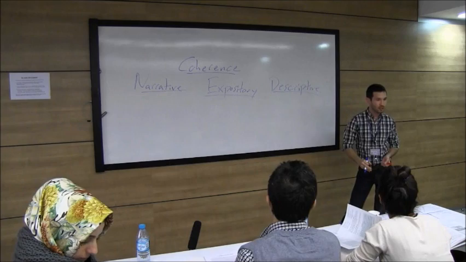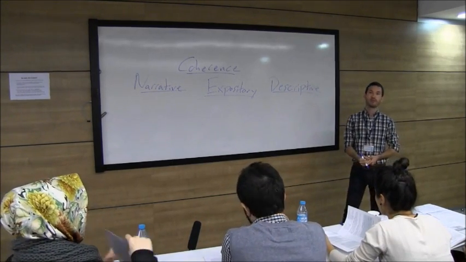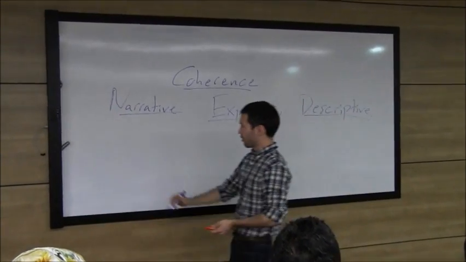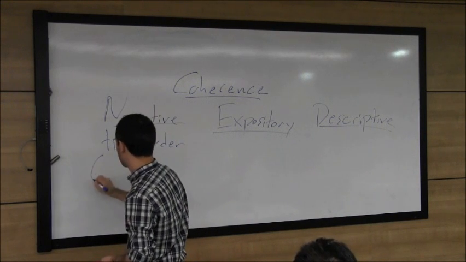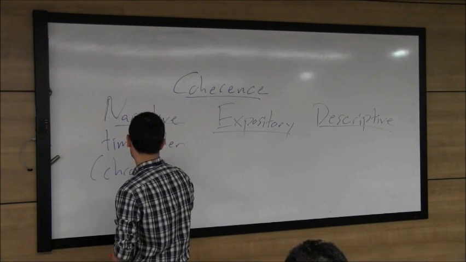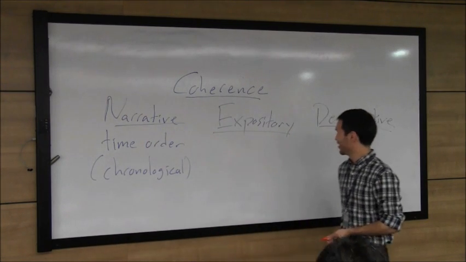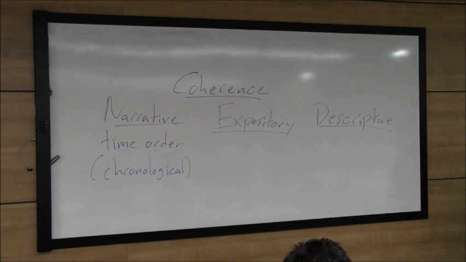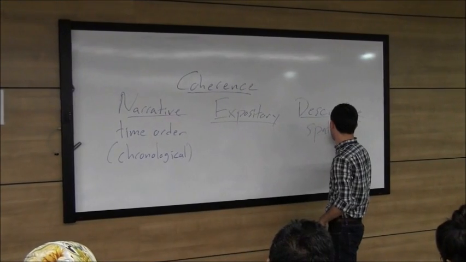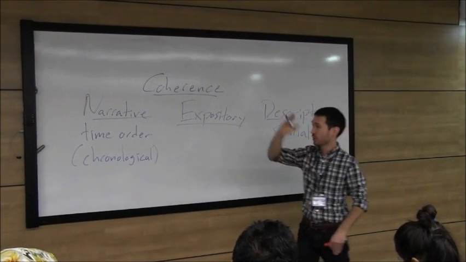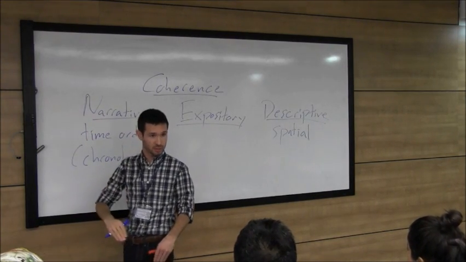My friends, what coherence do we look for in a narrative paragraph? Time order. Chronological. Very good. What about in a descriptive paragraph? Let's go for spatial. So if I'm telling a story, I go from start to finish.